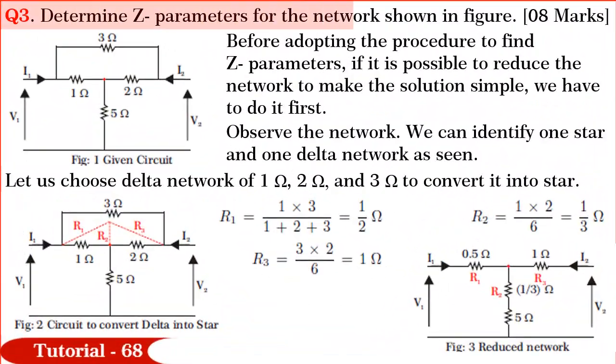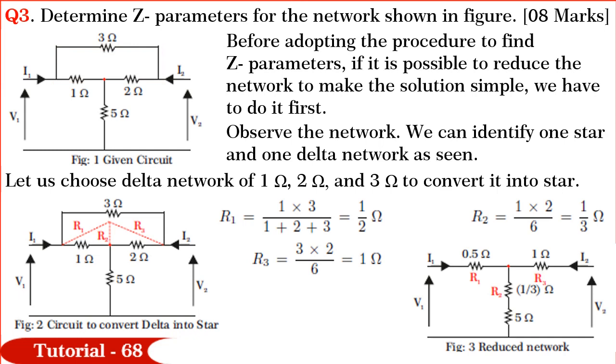Friends, next we shall solve question 3. In this question, we are required to determine Z parameters for the network shown in figure. Before adopting the procedure to find Z parameters, if it is possible to reduce the network to make the solution simple, we have to do it. Observe the network. Hope you identify one star consisting of 1 ohm, 2 ohm and 5 ohm and another delta consisting of 1 ohm, 2 ohm and 3 ohm. Of these two networks, any one network can be converted.